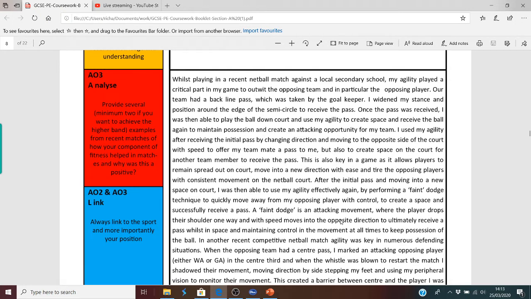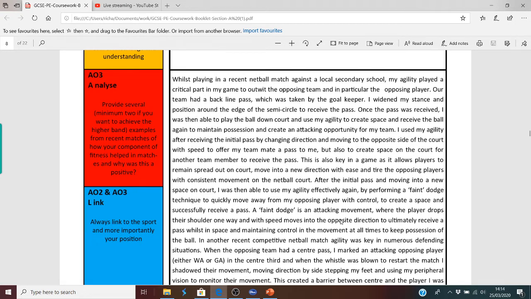So we're then saying after the initial pass and moving into a new space on court, I was then able to use my agility effectively again by performing a feint dodge technique to quickly move away from my opposing player with control to create a space and successfully receive a pass. Now we then go on to, well, what is that? We've just used the term, go and explain it.